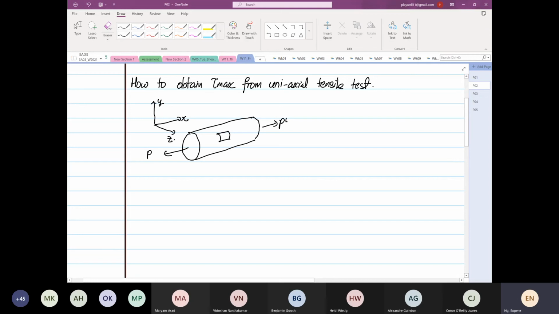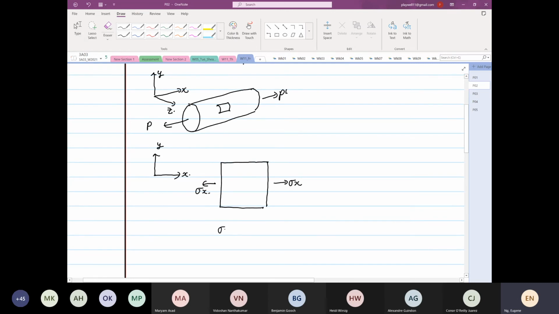Now when we draw our Mohr circle, not draw, I'm going to sketch it out. So this is our X, this is our Y. Because it is uniaxial, this is our stress X. Stress X is tensile, and the rest are 0. So we know that stress X is positive, stress Y is equal to 0, and shear XY is equal to shear YX, which is equal to 0.